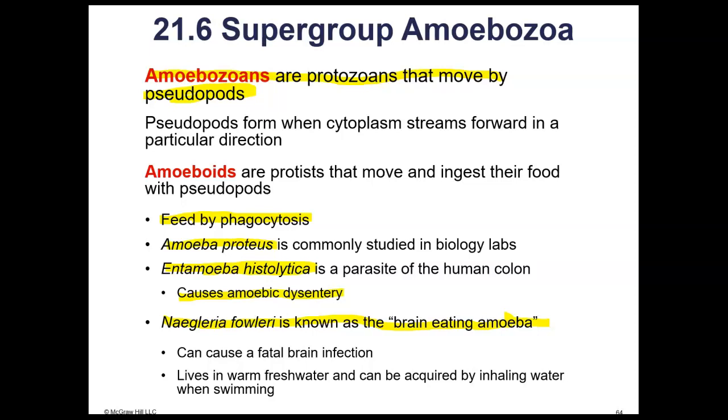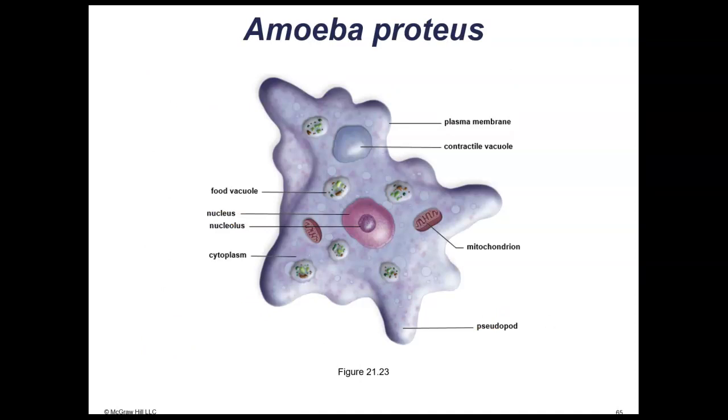Now we're going to talk about the supergroup Amoebozoa, and this is where we're going to study an amoeba in lab. Amoeba proteus is the scientific name. It's commonly studied in biology labs. And you may have heard of the brain-eating amoeba, the one that can crawl up your nose and get to your brain, and you would die from it, is Naegleria fowleri. But the one that we study in lab is not dangerous. It's harmless. It's found in pond water naturally.